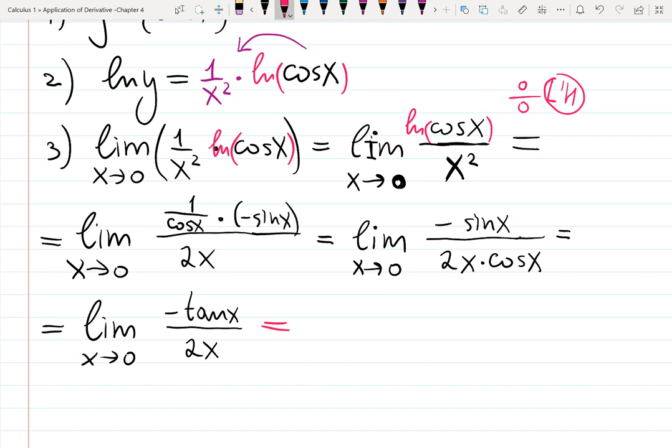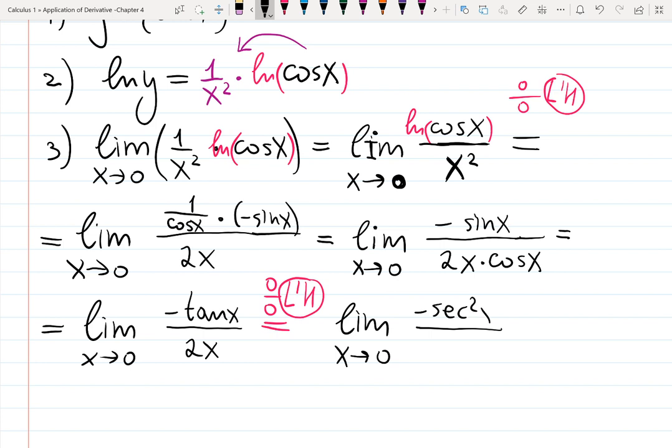It is still a 0 over 0 case because tangent at 0 is 0, x at 0 is 0. Let's put a nice note about L'Hopital's rule. And now, instead of the product rule, I just need to differentiate negative tangent, and it's negative secant squared. Very nice, much faster. The derivative at the bottom is 2, so I know the answer right now.